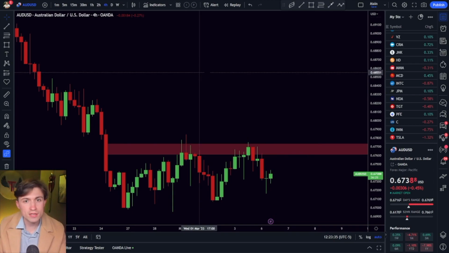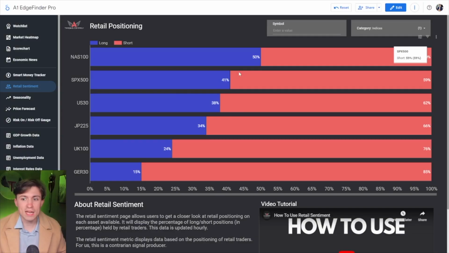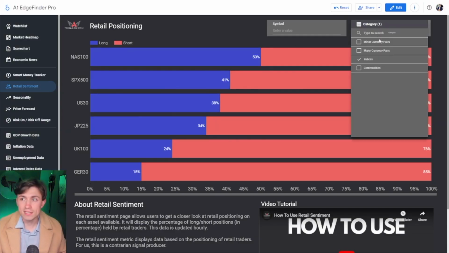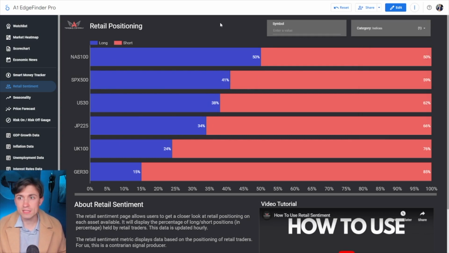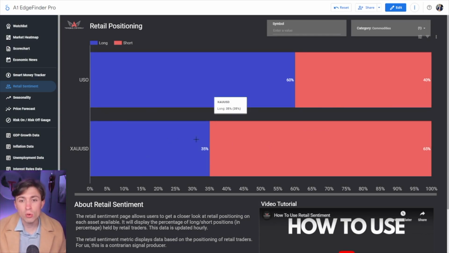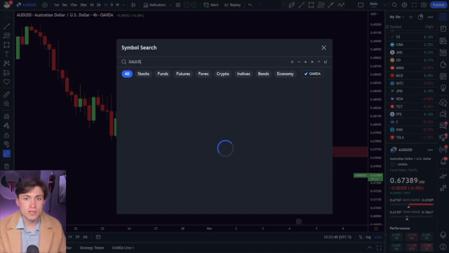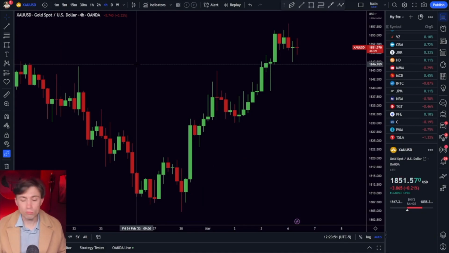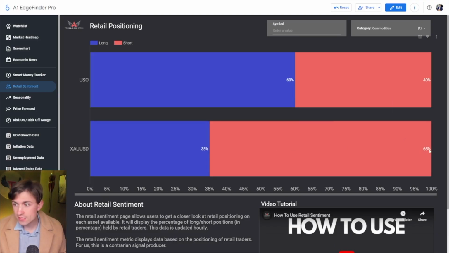It's a simple concept, but again, it's something that I think is useful enough to add into our software. So we've done that recently and we've made this component of the tool totally free. You can also take a look at gold, for example. Right now, gold, let's go look at XAU USD. Retail traders are, we can go back and take a look at that. 65% of retail traders are short on the gold market.